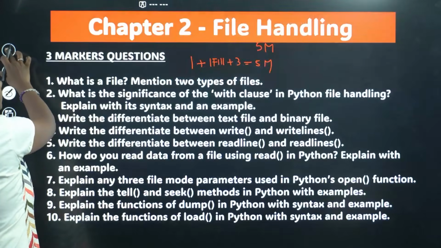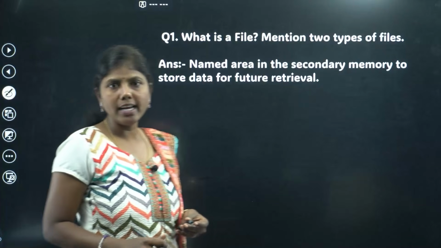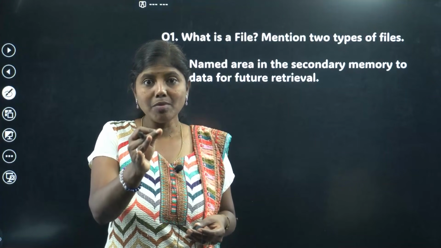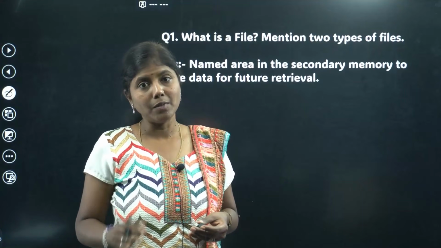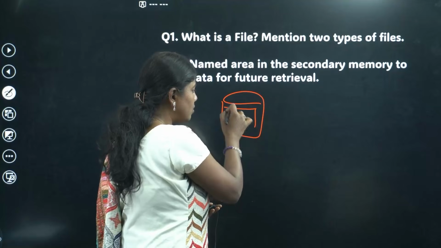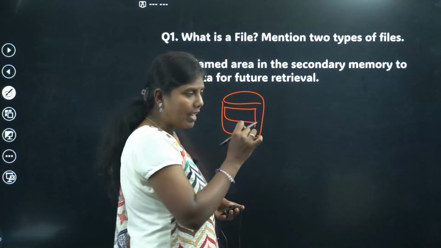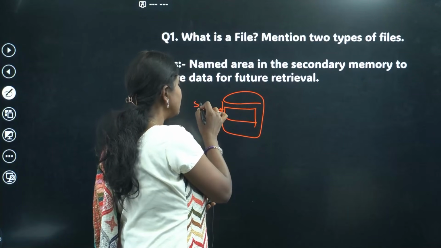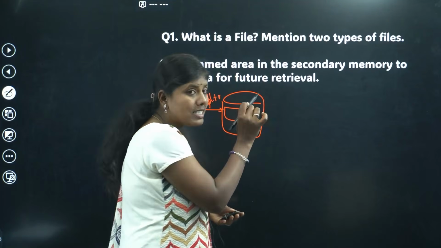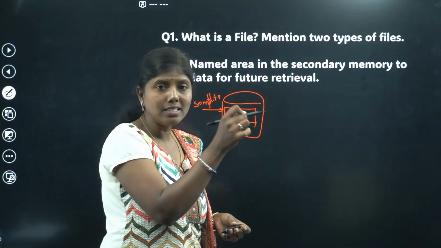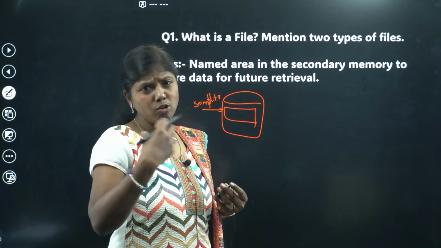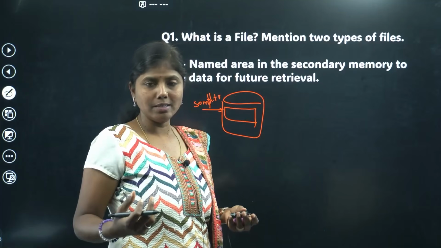So what's the question? What is a file, and mention the 2 types of files. A file is a named area in the secondary memory. For example, we have a secondary memory where we store the data. There is a particular file name here, for example sample.txt, a text file. A file is a named area in the secondary memory where I can store the data and also access it whenever I need it.